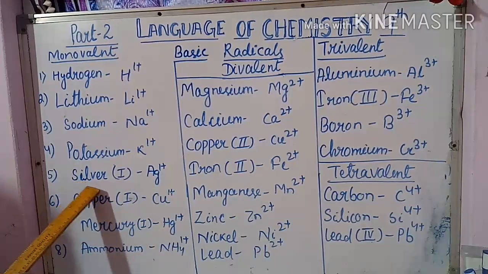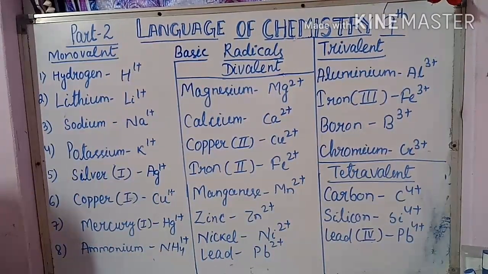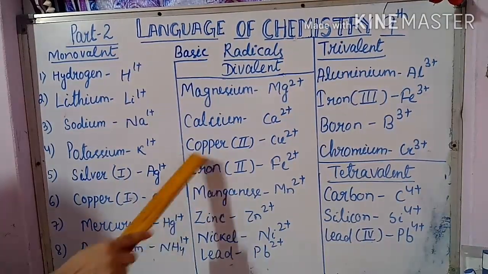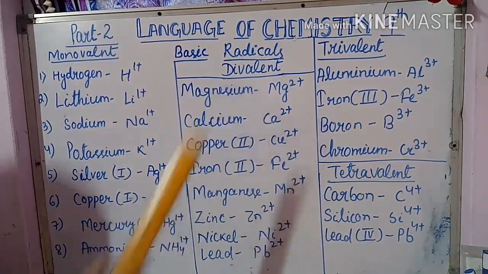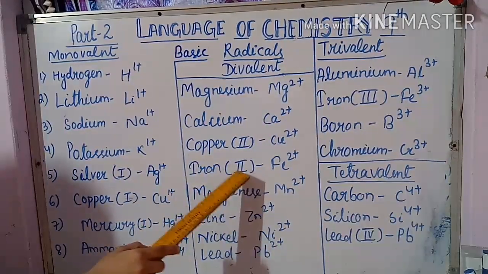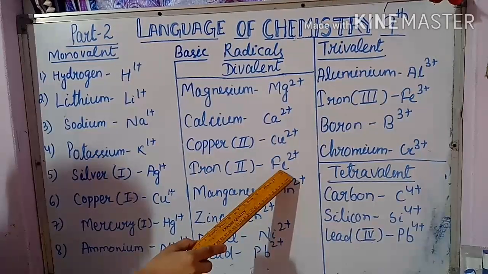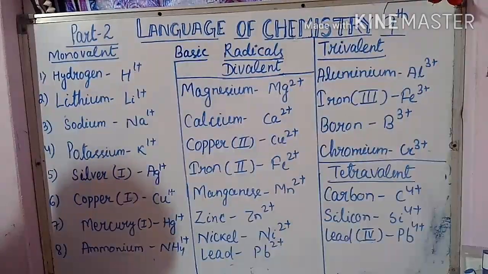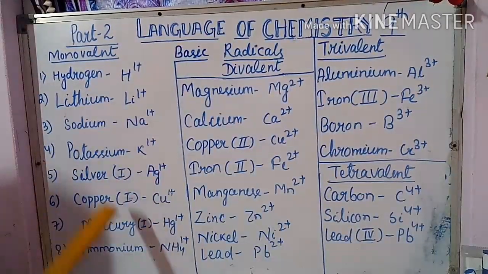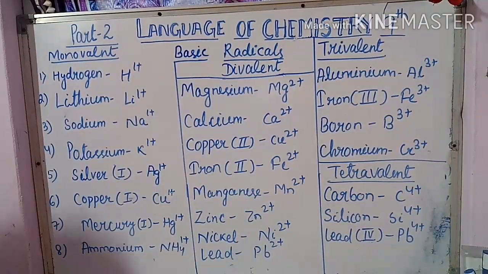For example, here silver, it is showing 1. In other cases it will show 2. Copper is here, it is showing 1, means it will turn monovalent. Again here it is showing 2, means it will turn divalent. Iron, it is here showing 2 and here showing 3. That time it will be divalent and this time this will be trivalent. So children, according to the valency I have written this table. You copy in your note.